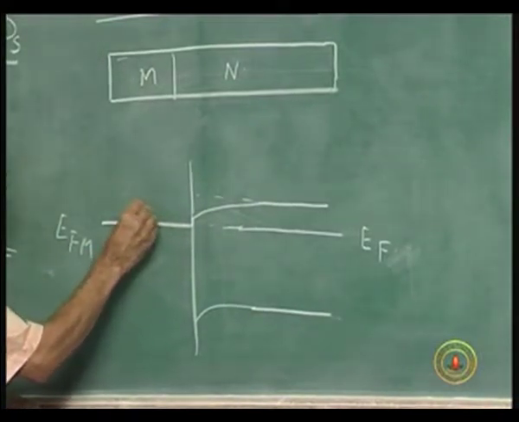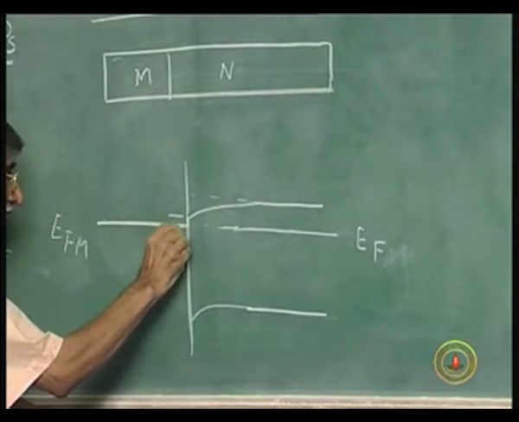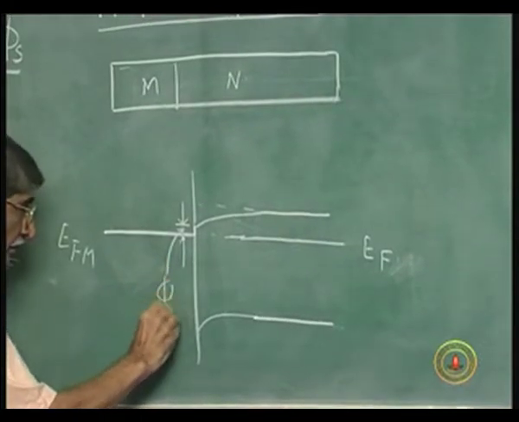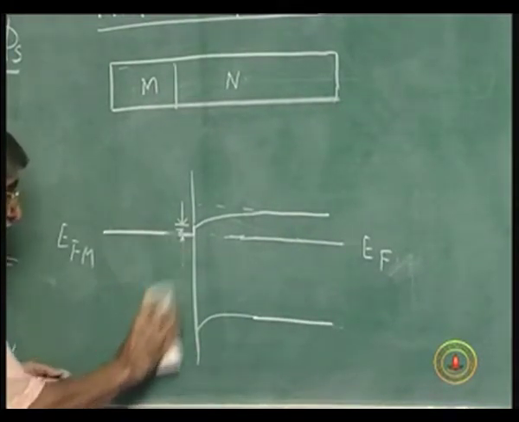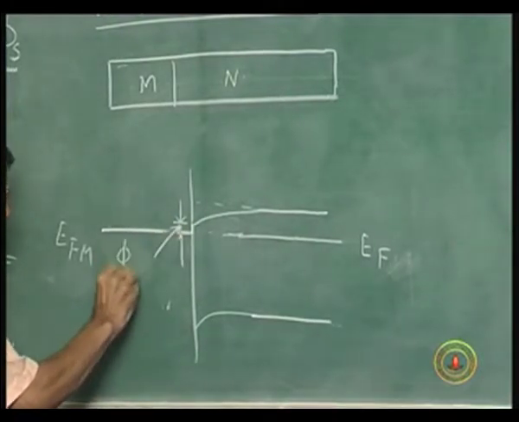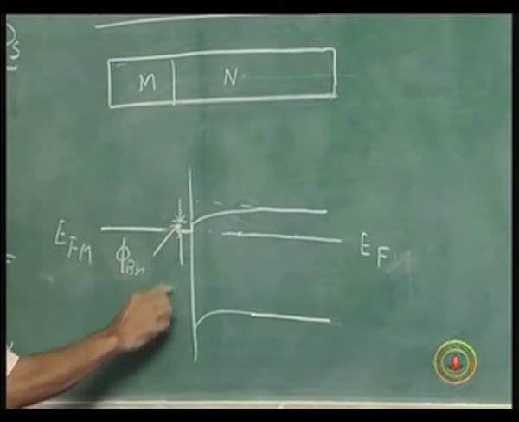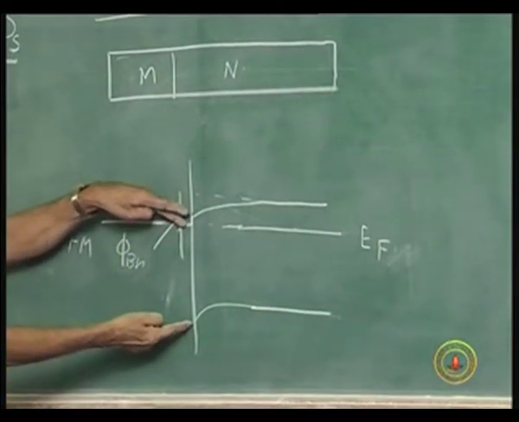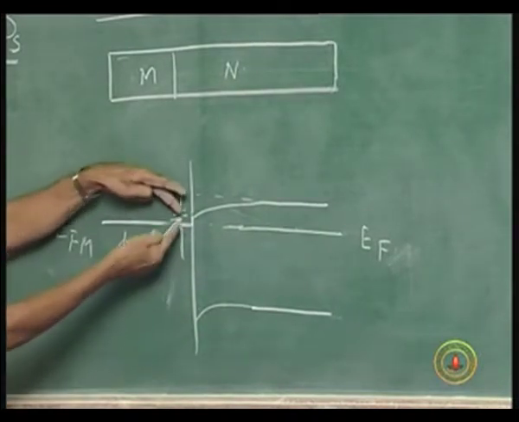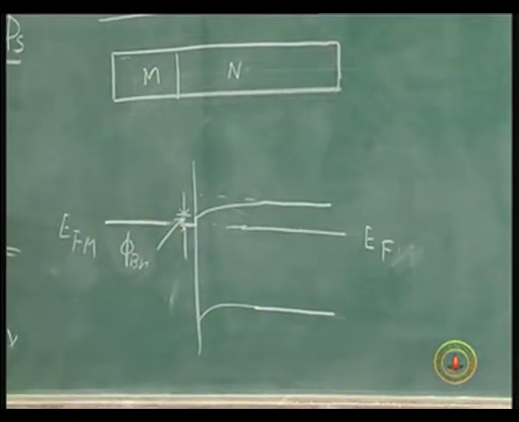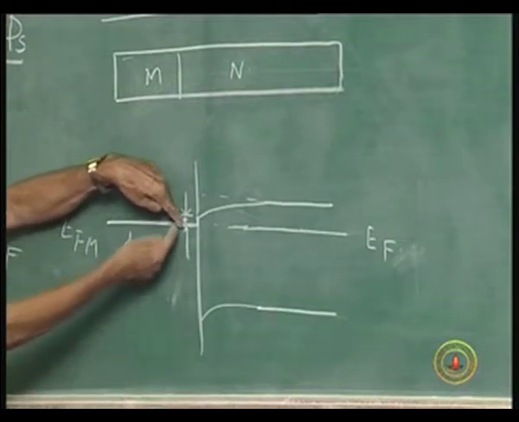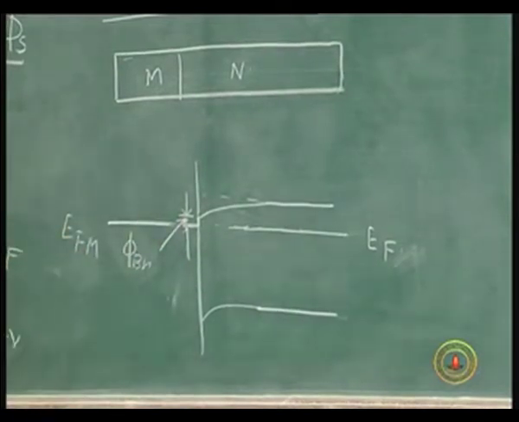So, what is the phi b n? That is the phi b n. Okay. And of course, that is phi b p. This is phi b n and this is phi b p. Let us not talk about that right now. The sum of phi b n and phi b p is equal to the band gap. If you look into this, that is the barrier for holes, because the energy of holes is higher when you go down.